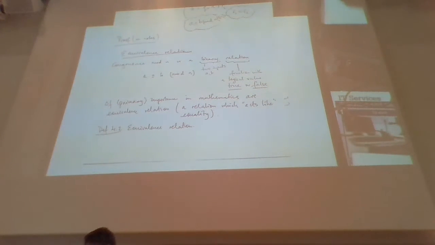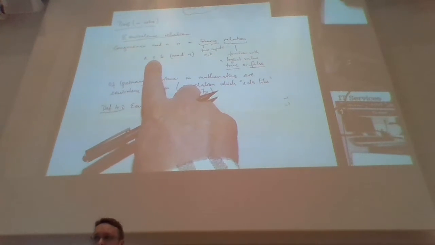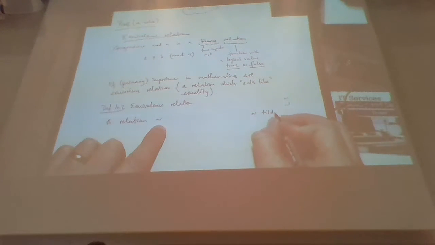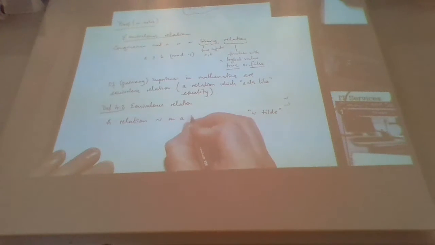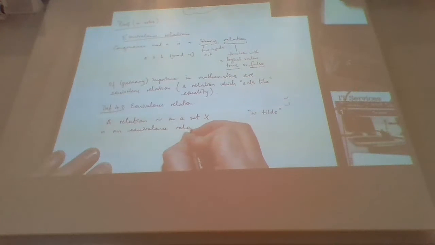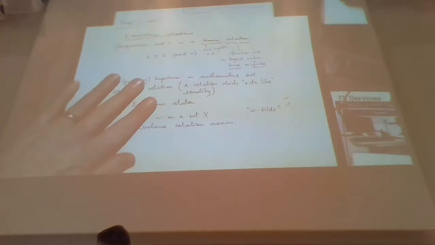Now, quite often when we're discussing general relations in the abstract, the character we use for an arbitrary relation, just as we've used the three-line equal sign for congruence, is a tilde. This is the tilde symbol, which tends to move around on American or UK English keyboards. A relation tilde on a set X, probably X needs to be non-empty to be interesting, is an equivalence relation. There are three parts to the definition, three very meaningful, important properties that a relation might have.